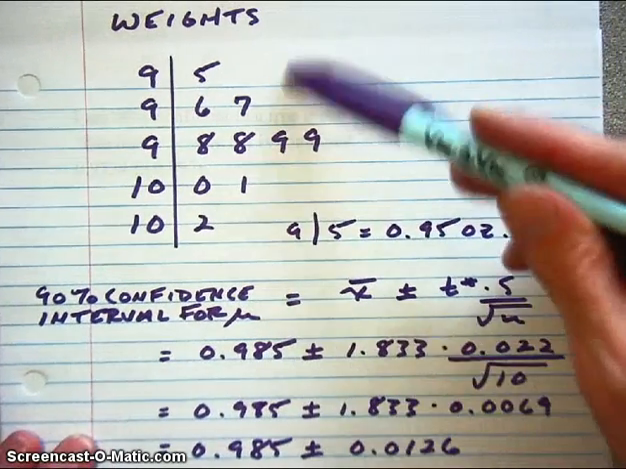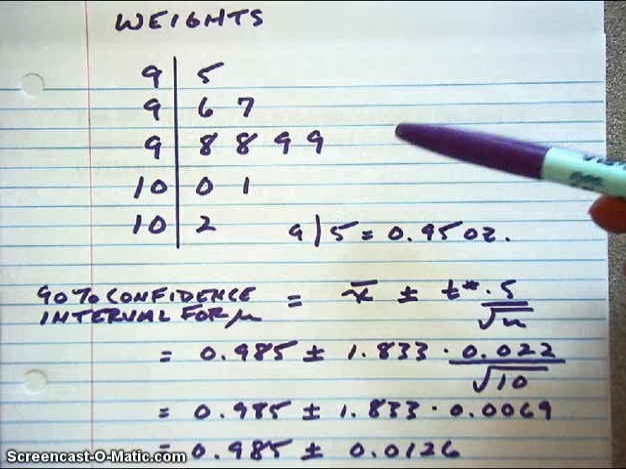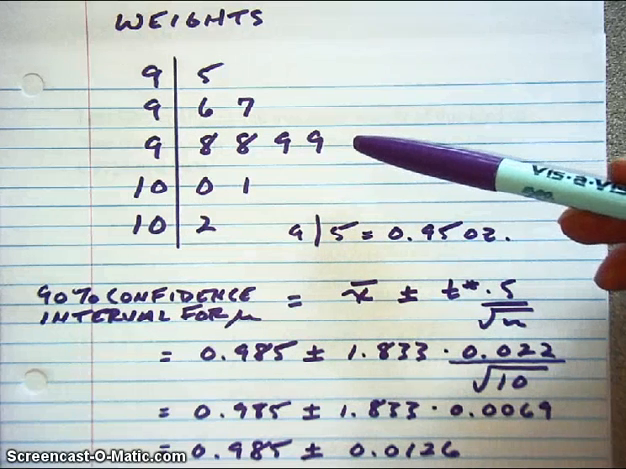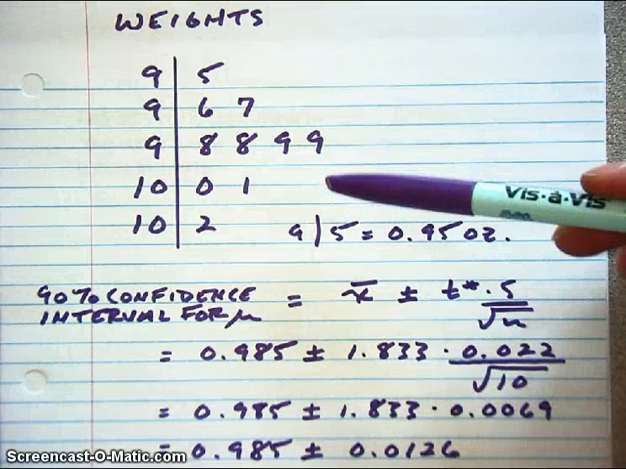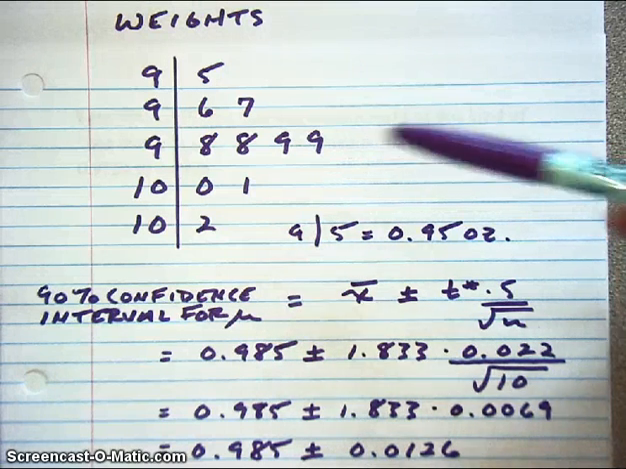Here are the weights. Again, here's a stem plot. You could also do a normal probability plot or a modified box plot. What you want to see is symmetric data, single peaked, and free of outliers. And that fits the bill right here. So these data could have come from a normal population.